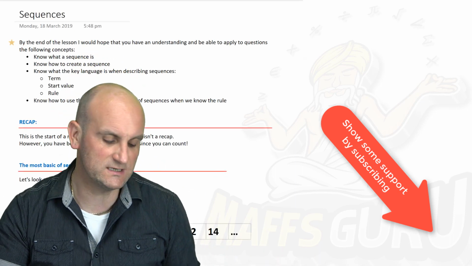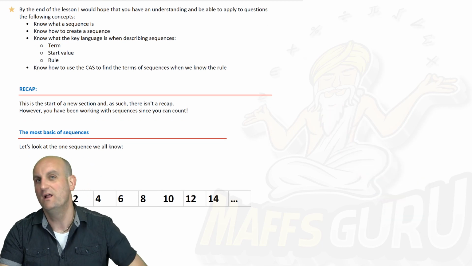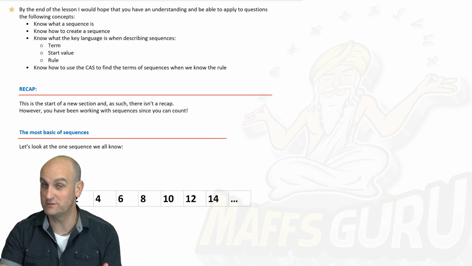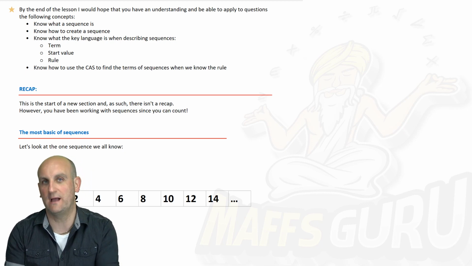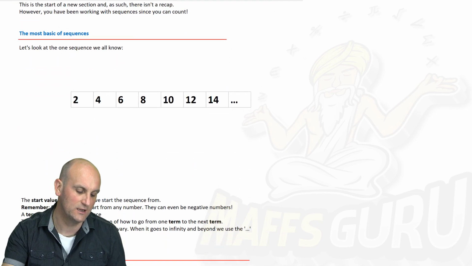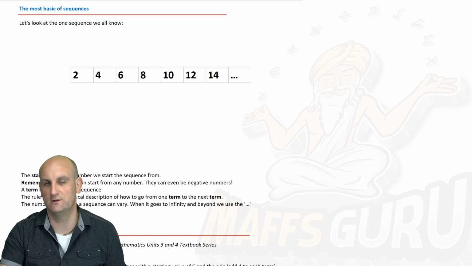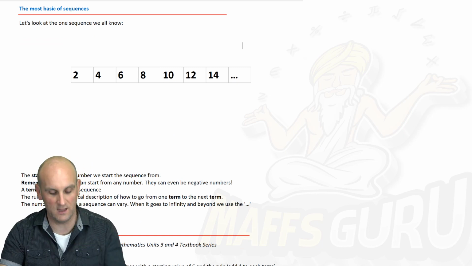Now, sequences, what is this all about? Well, by the end of today's video, we are hoping to have the idea of what a sequence is, how to create a sequence, and to know some of the key language involved, because further maths, language, and more language is going to get you through this course. And the good news is I'm going to show you how to use your CAS to find sequences of numbers. It is so easy, it is almost laughable, and in a moment you will laugh.